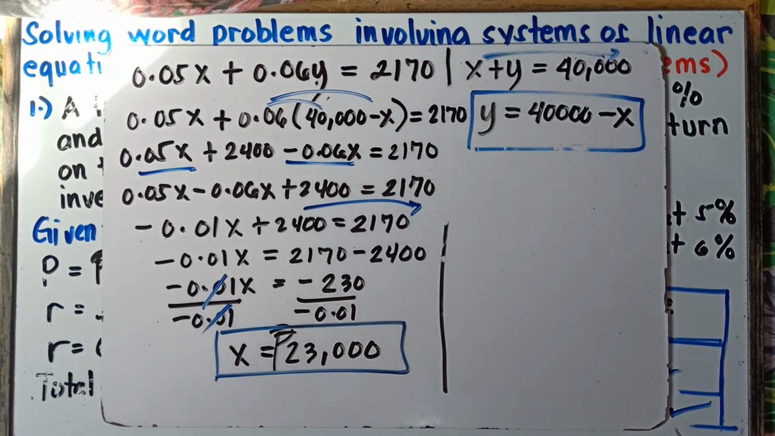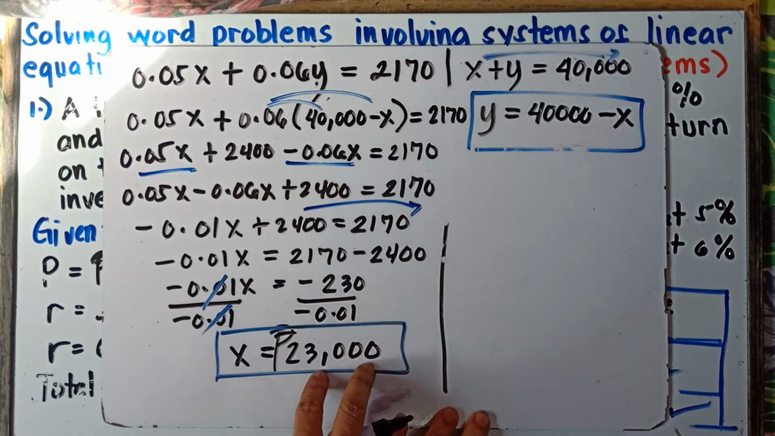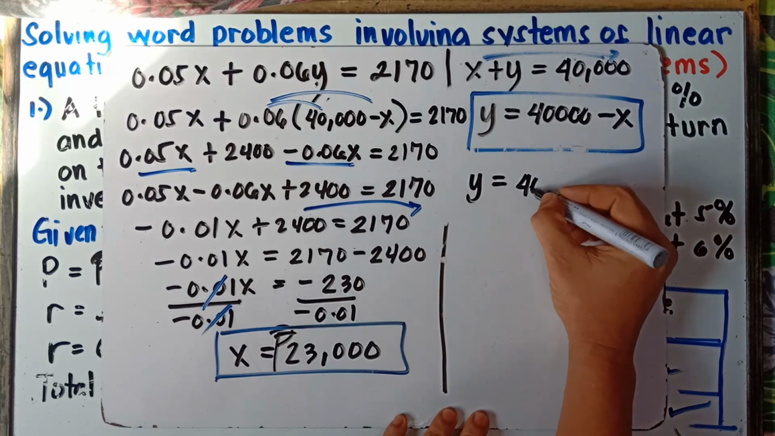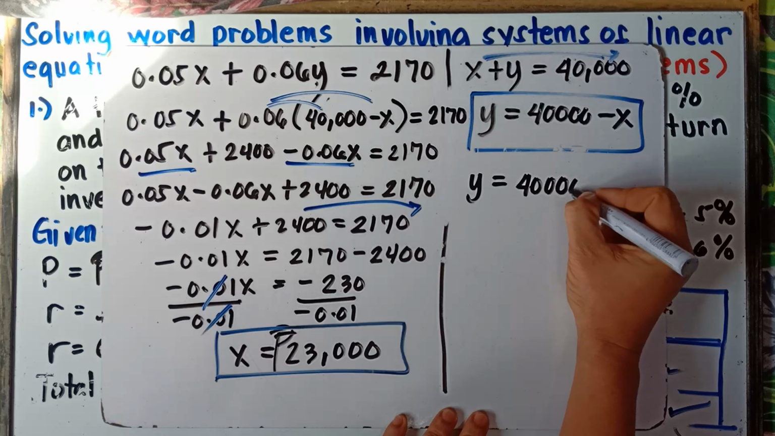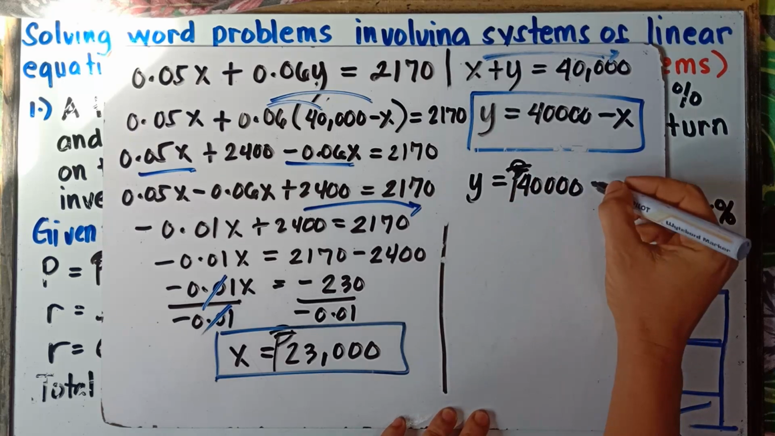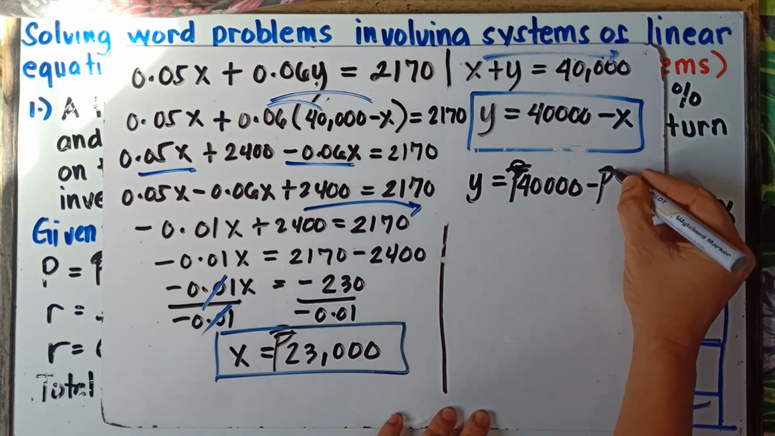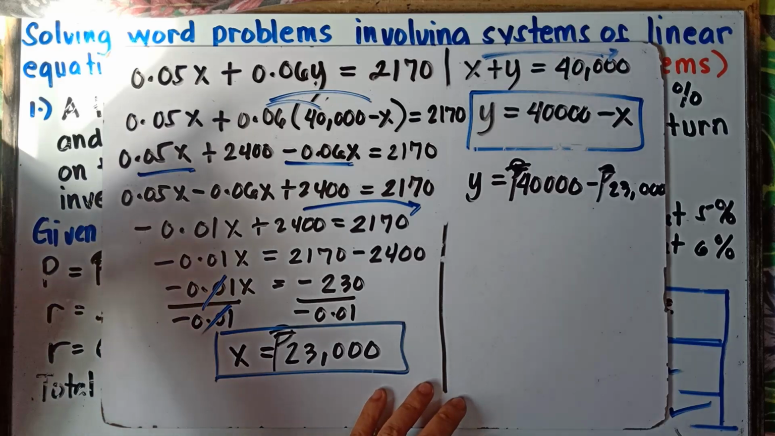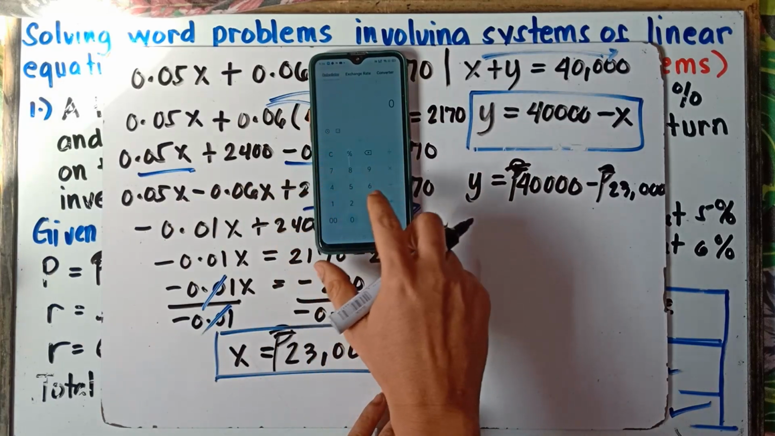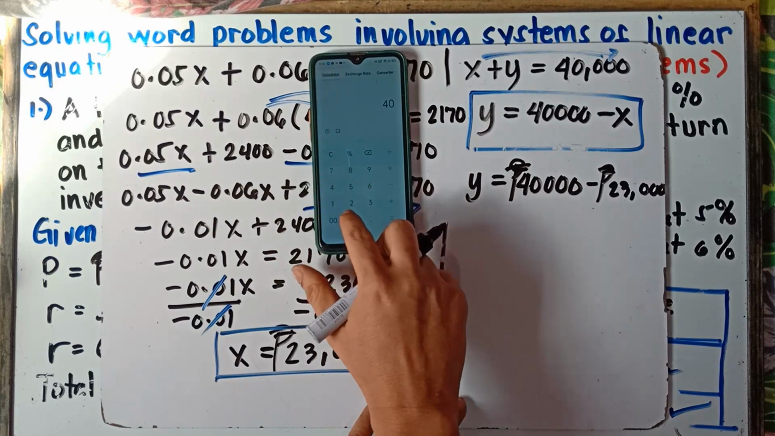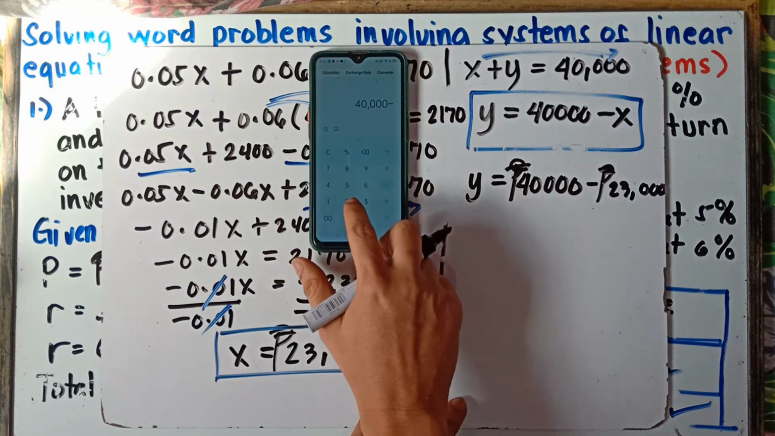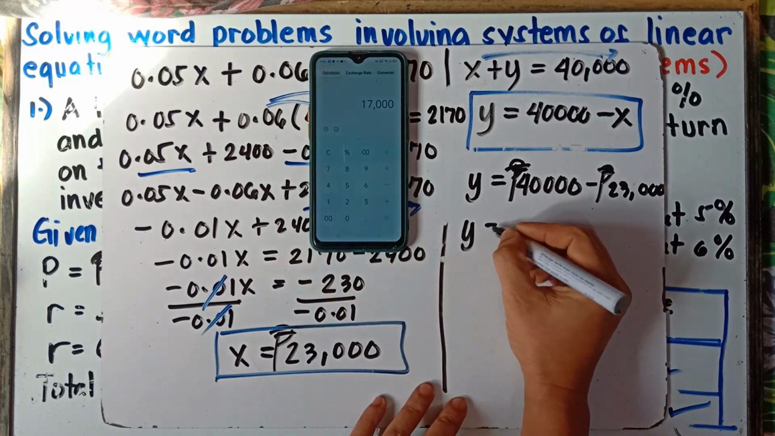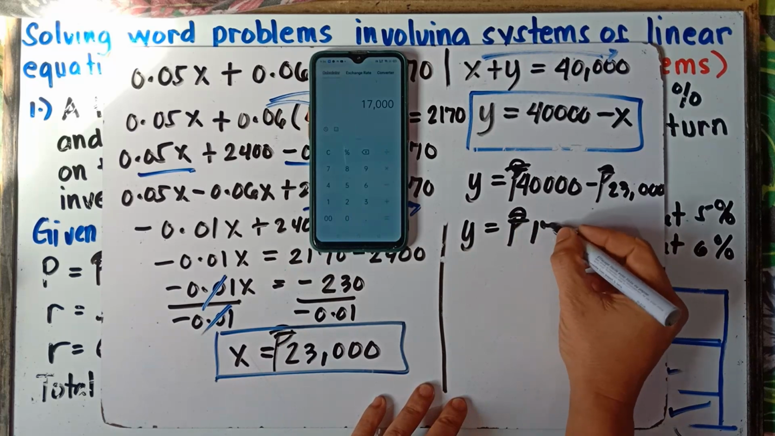Now to get the value of y, simply substitute the value of x in this given equation. So y equals 40,000. Okay, we can put peso sign. That's okay. 40,000 minus the value of x, that would be 23,000 pesos. So simply subtract that one. 40,000 minus 23,000. So that would be the value of y is equal to 17,000 pesos.